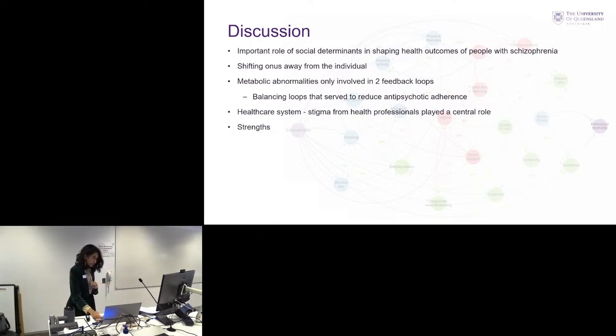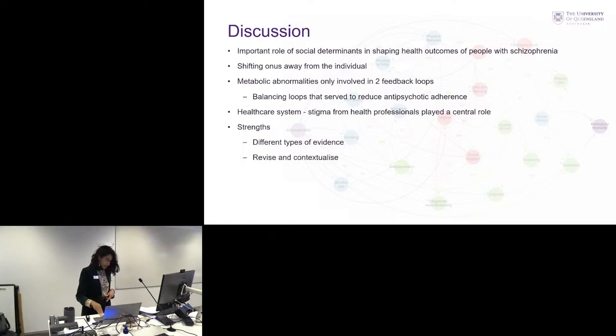A few strengths and limitations. So one of the strengths of systems thinking is the ability to incorporate different types of evidence. Research in this topic has really been dominated by quantitative studies and a lot of perspectives from psychiatrists. And in this CLD, we incorporated qualitative evidence, including studies looking at the lived experience of patients, which is often overlooked in this space. And as I mentioned earlier, the CLD can be continually revised and even contextualized to specific countries and health systems, and with input from different stakeholders as well.